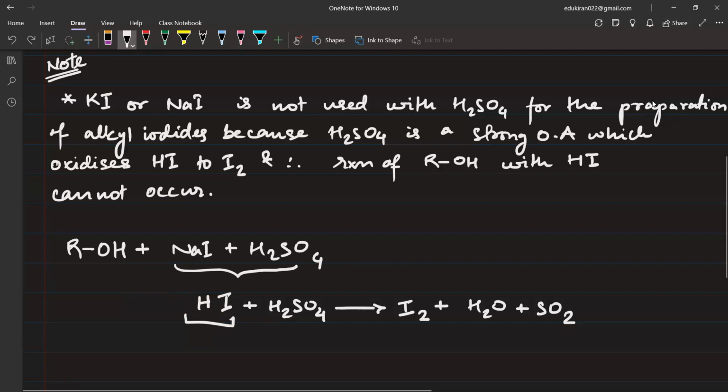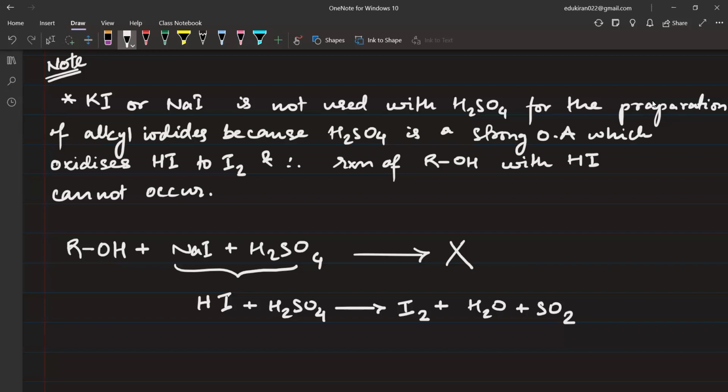The HI which is formed here should have reacted with alcohol. But since there is a strong oxidizing agent such as H2SO4, it reacted first with H2SO4 and formed iodine. Obviously, iodine is not reactive and it cannot react with alcohol. So that is why no HI is available here. This reaction does not occur; rather, this other reaction occurs, and the alcohol remains unreactive.